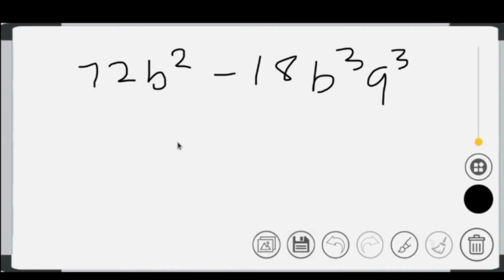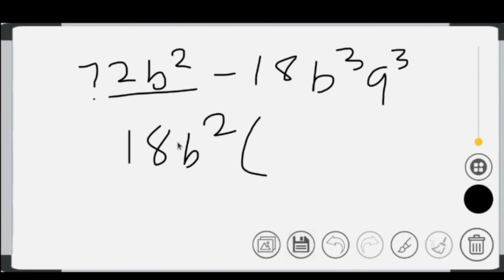We look for our highest common factor. Now, what is our highest common factor? In this case, as you can see, it's 18b squared. Now, since our highest common factor is out, we have to write what we are left with inside the brackets. Now, over here, we have to divide this one by this one.